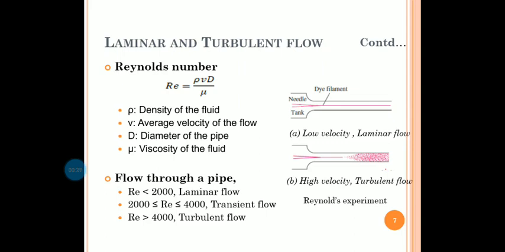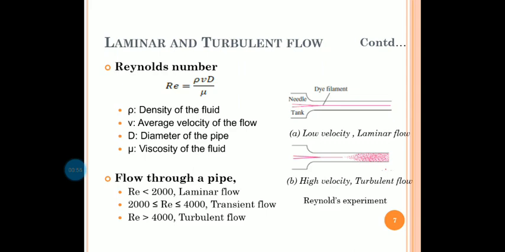For flow through a pipe, if the Reynolds number is calculated and it comes out less than 2000, then the flow is laminar. If it comes out more than 4000, then this is turbulent flow. And if it comes in between 2000 and 4000, then this is transient flow.